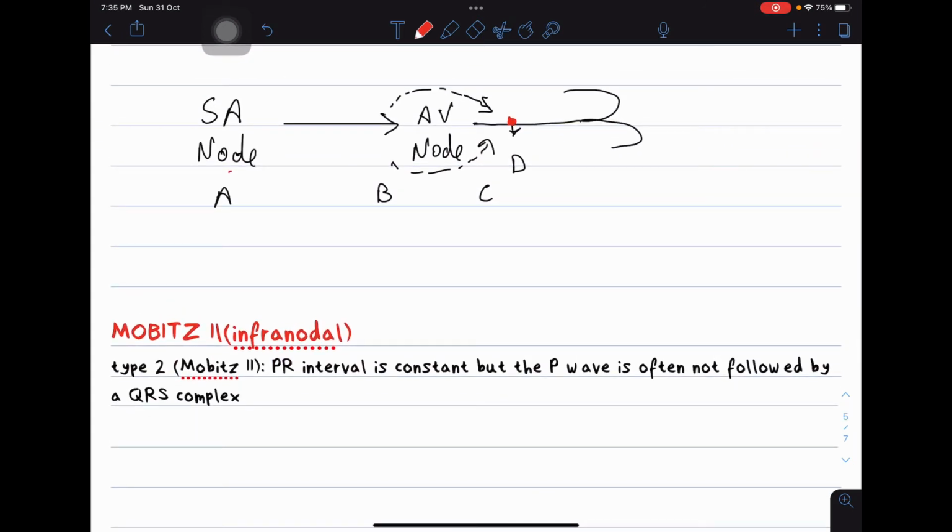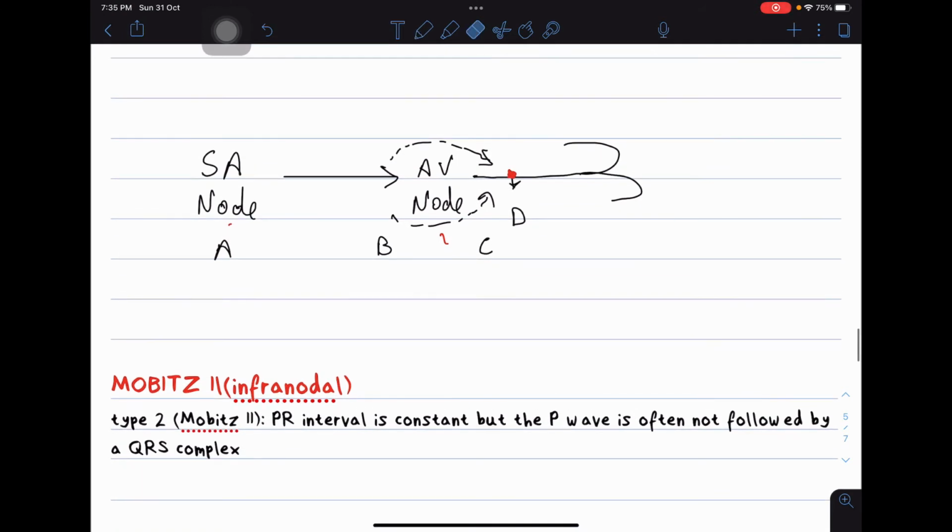So this is the SA node, this is the AV node, and here is the representation of the bundle of His. So if we see, the PR interval is from this area, from the SA node till the ending of the AV node conduction. A, B and C is denoted by the PR interval. So if we see, the problem is in D, that is the bundle of His. So the PR interval is not going to be affected in this case.